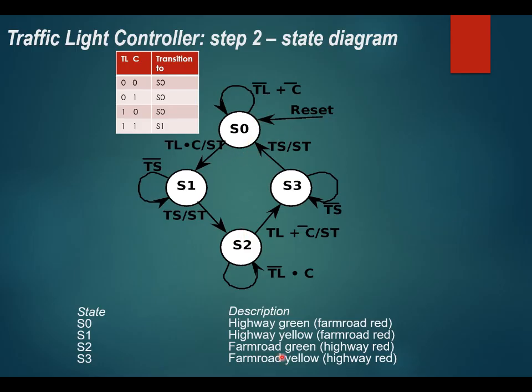But we know the lights follow the states. When in S0, the highway is green, so the highway green light is on and the farm road red light is on. S1 is highway yellow light on, and the farm road still stays red. S2 means the highway turns red and the farm road light is green. S3 means the farm road light is yellow and the highway light stays red.